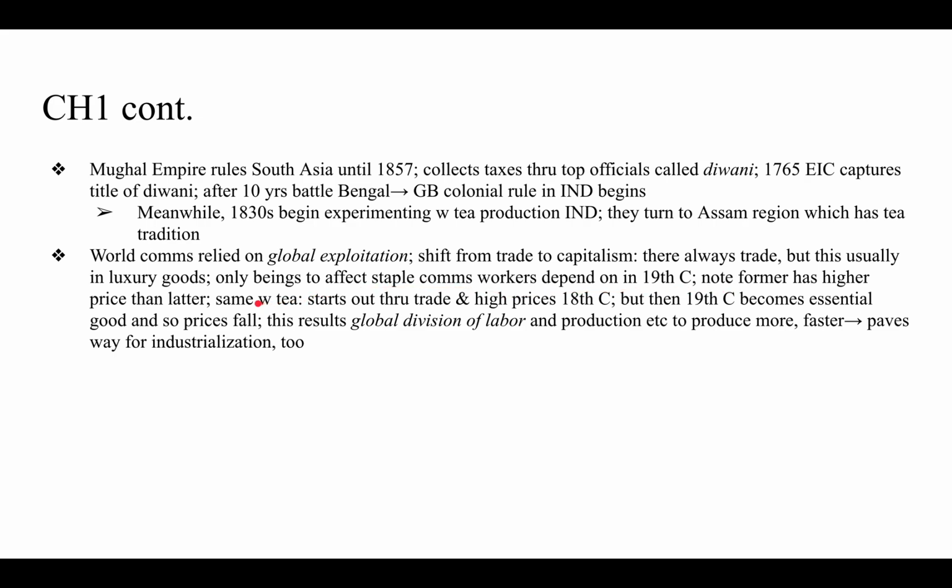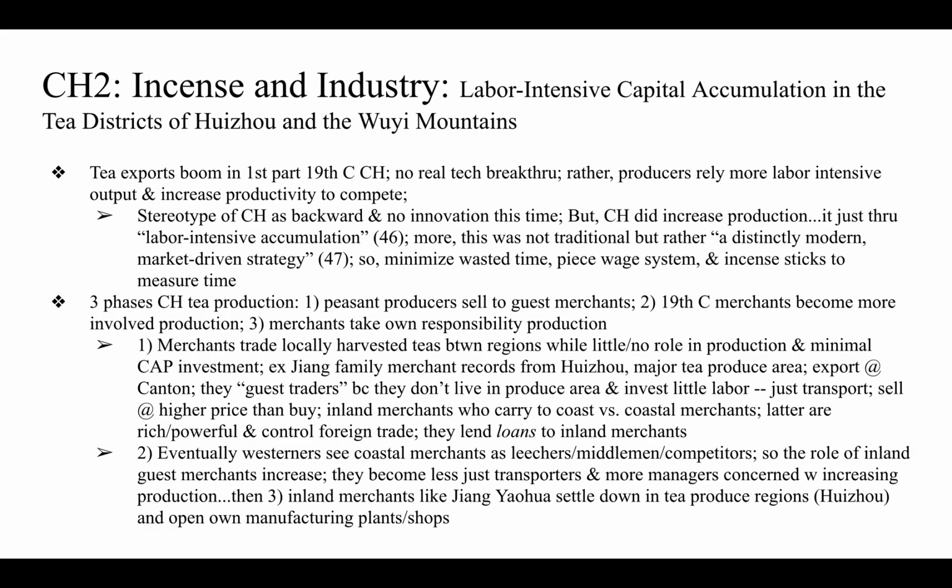Note that the former has a higher price than the latter, of course, and it's the same situation with tea. It started out as a luxury commodity and had a very high price in the 18th century, but then in the 19th century it became an essential good, basically, so prices fell. This resulted in a global division of labor and production to produce more faster, and it paved the way for industrialization too. So that's just a final closing that Liu gives in this chapter.